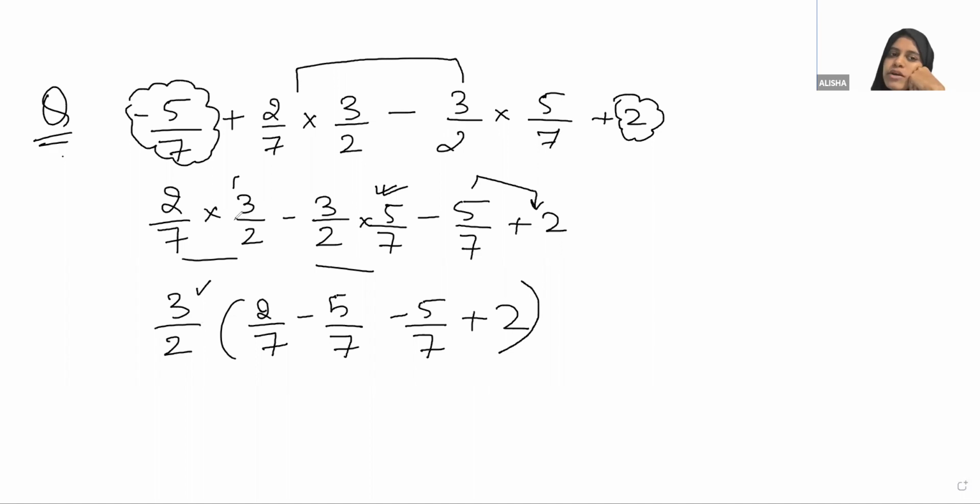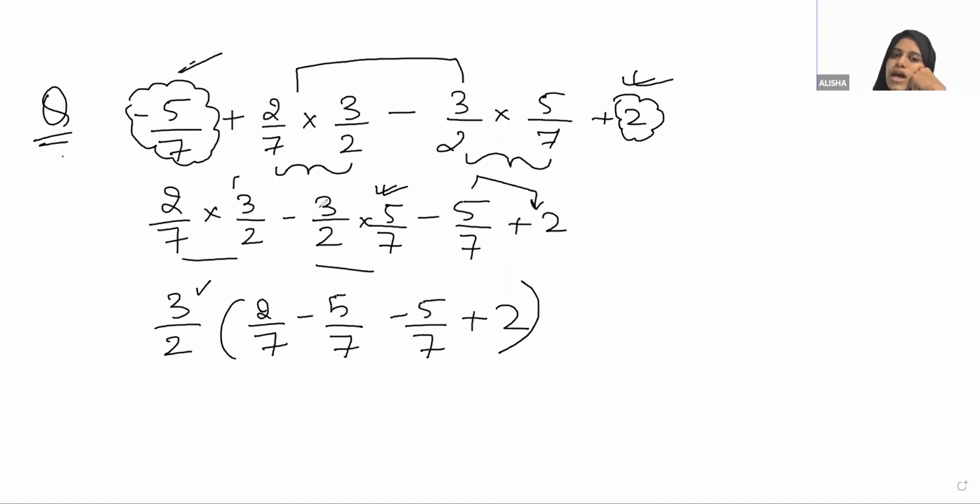Why will you take 3 by 2 common from minus 5 by 7 when there is no 3 by 2 present with minus 5 by 7? Understanding my point? Where is 3 by 2 with minus 5 by 7? I have 3 by 2 with this 5 by 7. I have 3 by 2 with this 2 by 7. But do I really have 3 by 2 with this minus 5 by 7 or 3 by 2 with this 2?